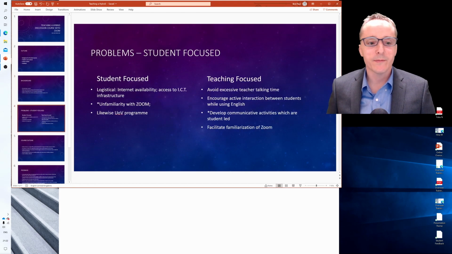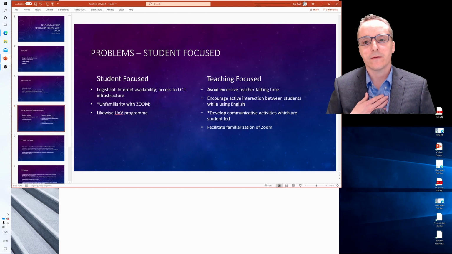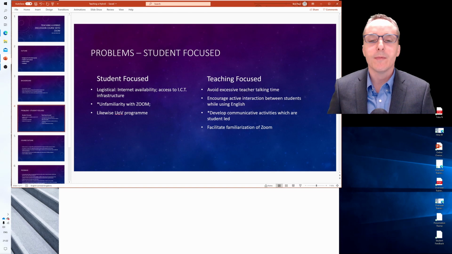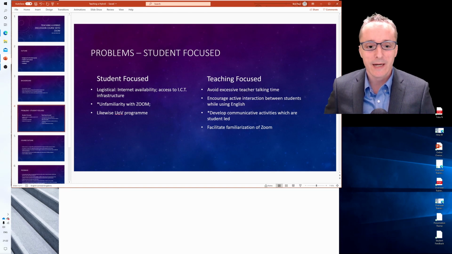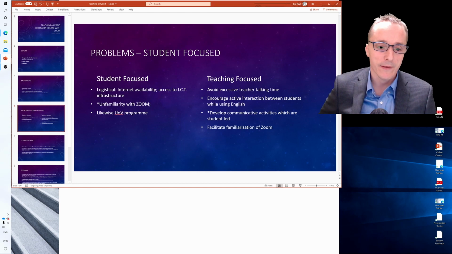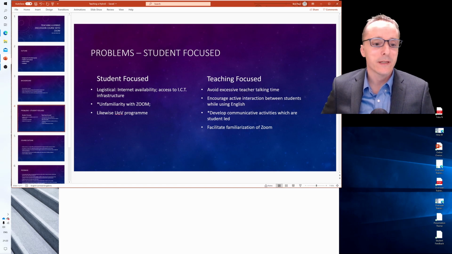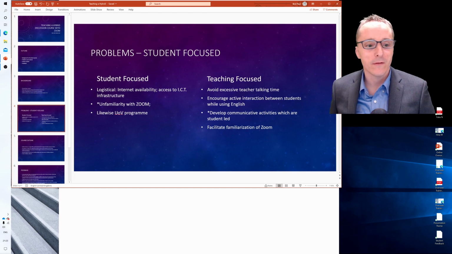Now, the problems then we faced and we considered at the time were, basically, twofold. First, we would have the student-focused problems, and these were mostly logistical, whether or not the students would have access to the internet, or indeed, if they did, whether they would have the appropriate ICT systems. We strongly recommended that students adopt headsets to use with Zoom to aid or facilitate understanding and communication. We also looked at the potential of unfamiliarity with Zoom or certain functions within Zoom, specifically breakout rooms and chat and so on and so forth.